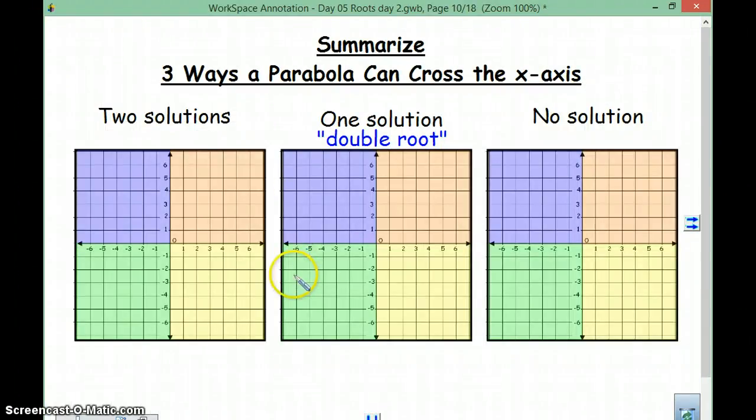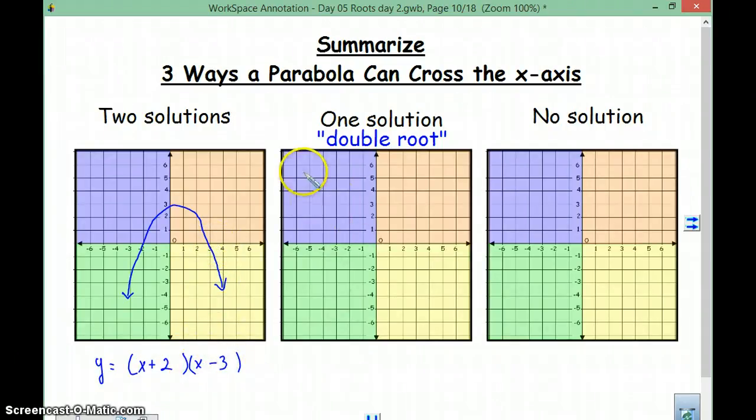Okay, 3 ways a parabola can cross the x-axis. If there are 2 solutions, want to try drawing one? Here's a good one. Right there. What are the roots? -2 and 3. I can even write an equation for that. I can say y equals x plus 2 times x minus 3. The roots come from the opposite of this number here.